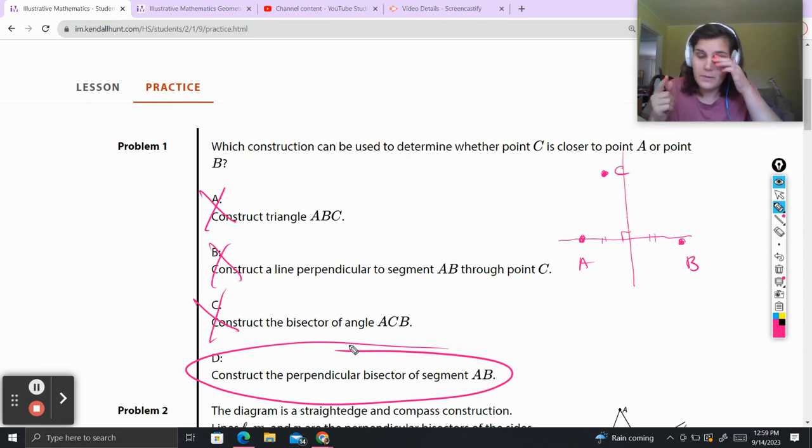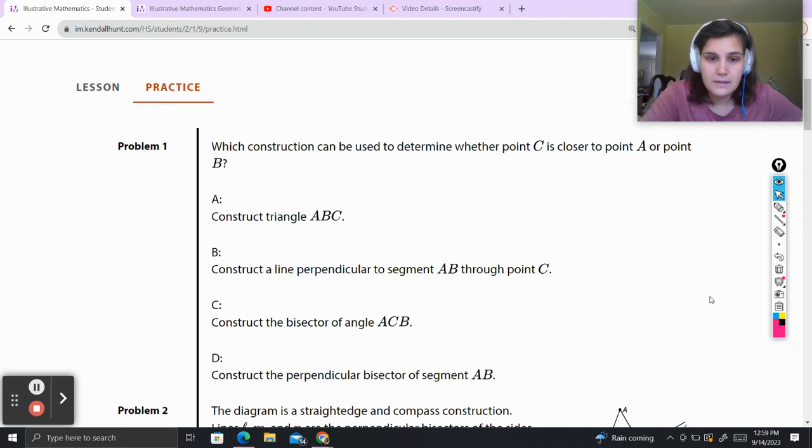Now, if you're not familiar with the fact that the points on a perpendicular bisector are equidistant from the endpoints of the segment it is bisecting, I would go back to some of the earlier lessons to review that. All right, let's go on to the next question.